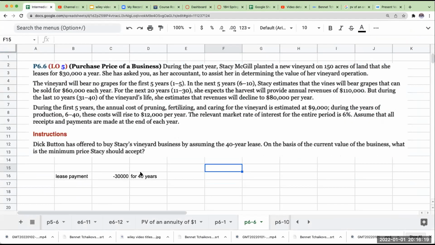Okay, so let's go ahead and take a look at problem 6-6. This is talking about the purchase price of a business, for Stacy McGill. She planted a new vineyard on 150 acres of land that she leases for $30,000 a year. She asked you as her accountant to assist her in determining the value of her vineyard operation.